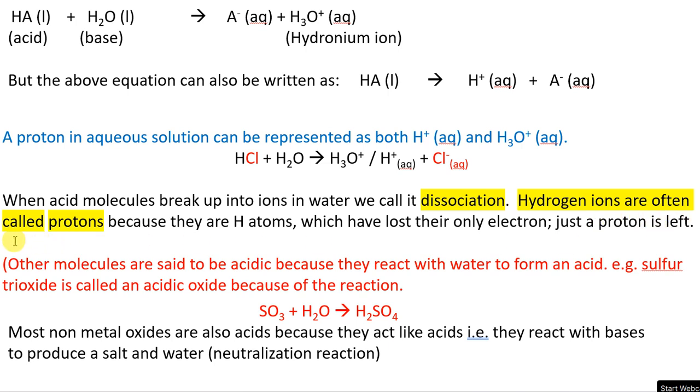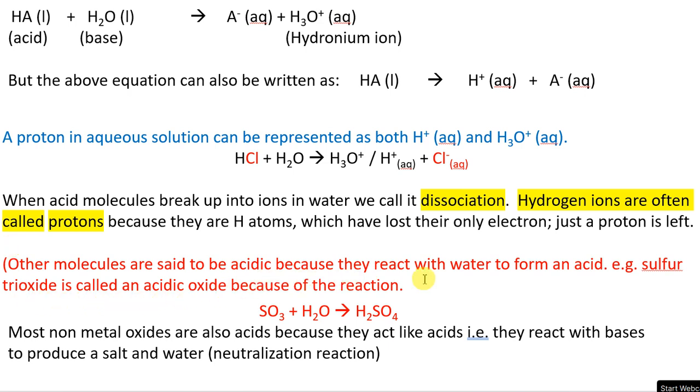Hydrogen ions are often called protons because they come from hydrogen atoms which have lost their only electron. Just a proton is left. Hydrogen atoms have one proton and one electron. If they've lost their only electron, just a proton is left, so it's okay to refer to a hydrogen ion as a proton.